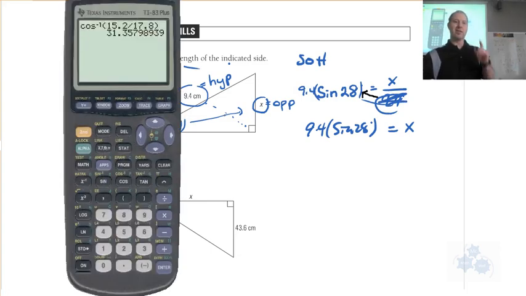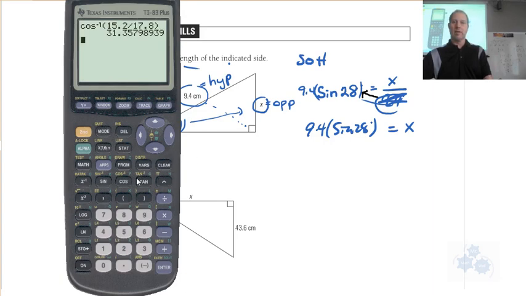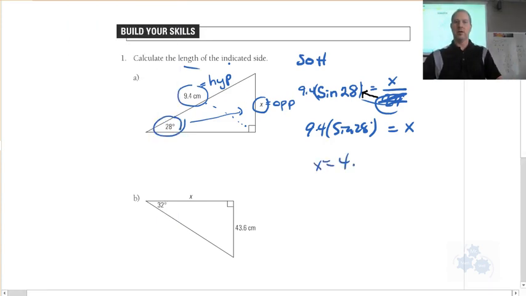So, did anybody do that on their calculator yet? Make sure your calculator is in degrees, so you'll have different states. It could be degree or radians or gradians. So make sure it's in degrees, D or DEG, which mine is. See, degree, not radian, but degree. And then we'll do 9.4 times sine 28. And that equals 4.4. So x equals 4.4.